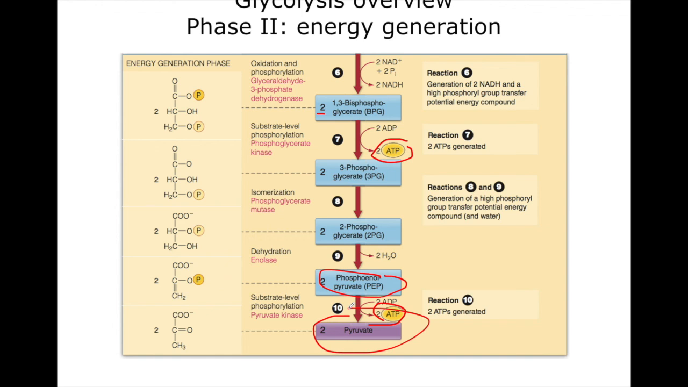The pyruvate then undergoes a number of different fates. It can go on through into the citric acid cycle and oxidative phosphorylation, or it can enter a couple of other pathways, which we'll discuss at a later time.